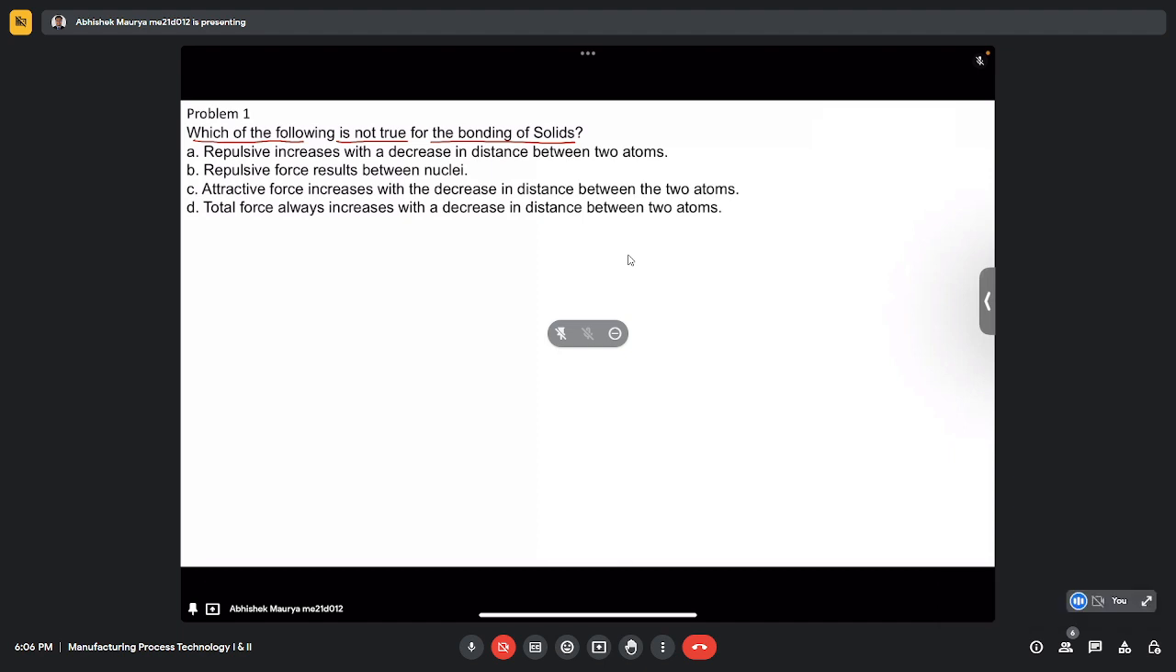In this session we are solving some problems from throughout the course. This is the first problem. Please first try it by yourself, and you can give your response in the chat box. After that we will discuss it together.